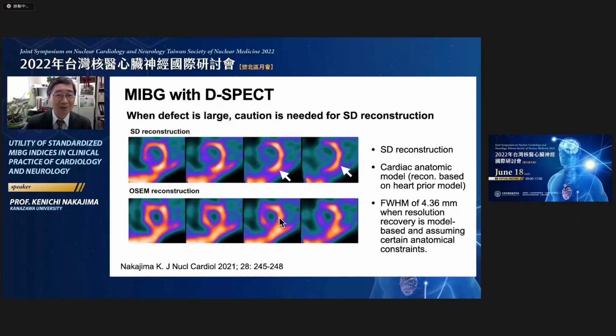Therefore, for example, as shown here, OSEM reconstruction is okay. It's ordinary. We have seen these images, but in SD reconstruction, the inferior wall is erroneously selected here. Therefore, usually SD reconstruction works, but when it doesn't work, we must use OSEM reconstruction.